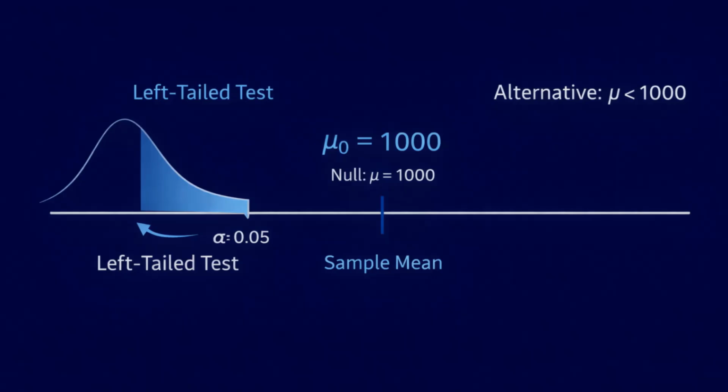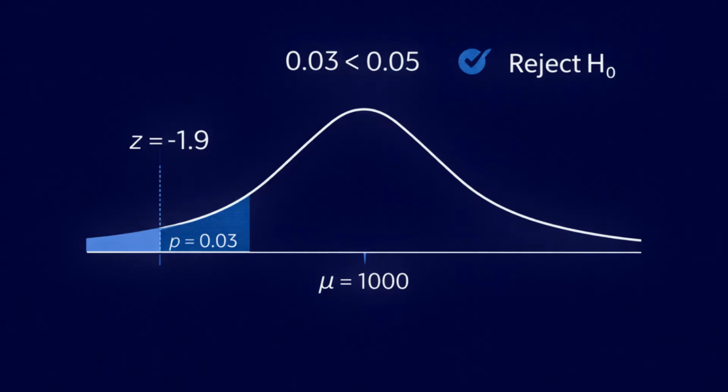In the software, enter the null mean, the population standard deviation, the sample mean, the sample size, select a left-tailed test, and choose a significance level of 0.05. Suppose the software reports a z-test statistic of -1.9 and a p-value of 0.03. Because 0.03 is less than 0.05, we reject the null hypothesis. We conclude that there is sufficient evidence that the true average lifetime is less than 1,000 hours.